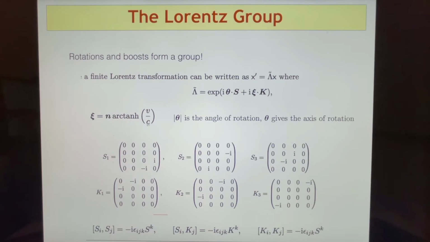And as we talked about, we have the rapidity here, and we have the rotation vector, right? And then we have here the structure constants of the group. This is the algebra that generates the group.